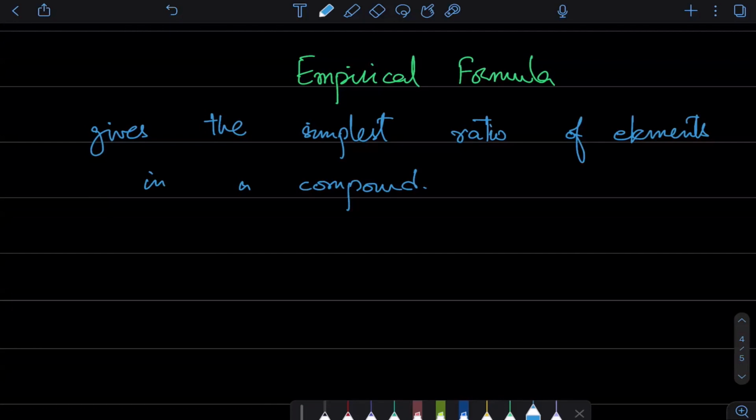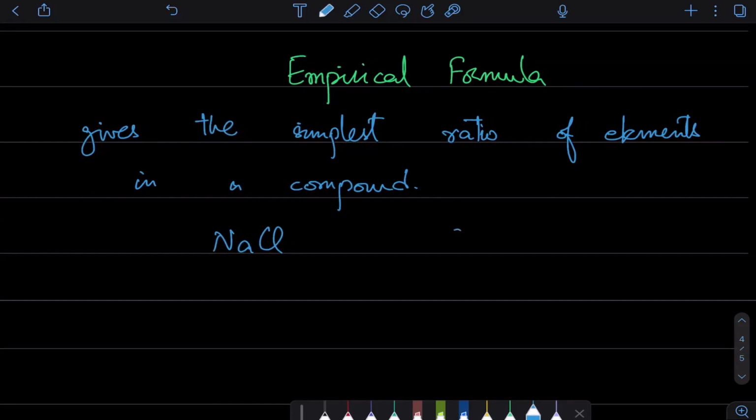All giant structures have empirical formula. They don't have molecular formula. Only simple molecular substances have molecular formula. So when I say NaCl, I do not mean that it has 1 sodium and 1 chlorine. All this means is that you have 1:1. The number of sodium ions equals the number of chloride ions.